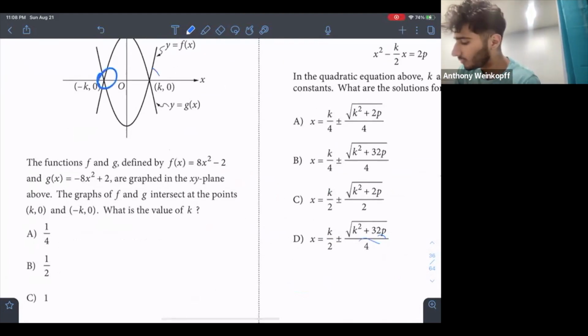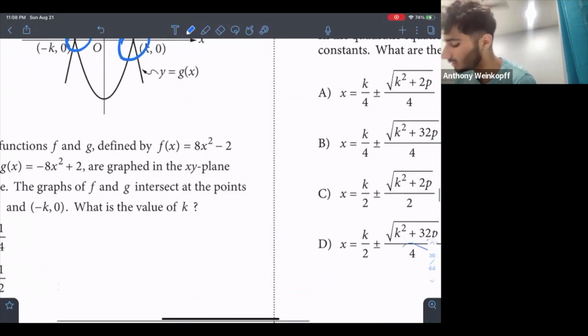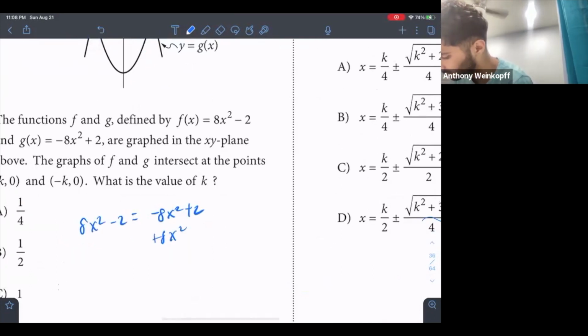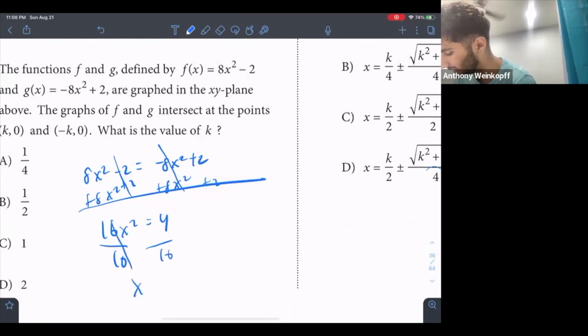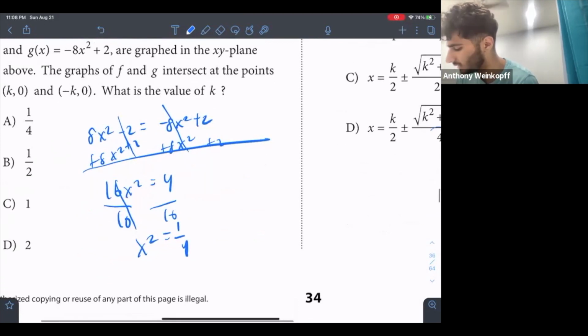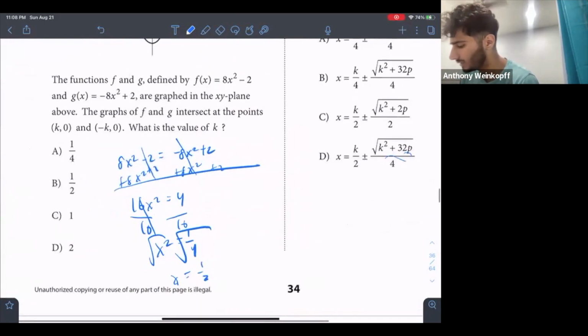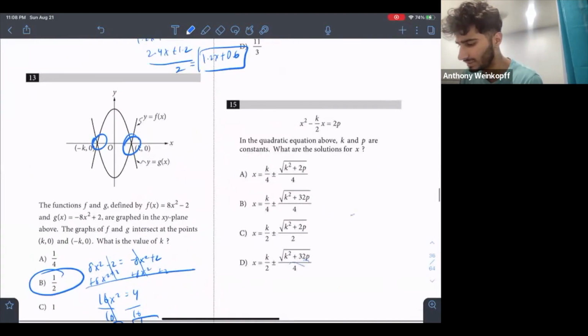So if they intersect at this point and this point right here, what you would have to do is set f of x and g of x equal to one another. So you would do 8x squared minus 2 is equal to negative 8x squared plus 2. Then you add 8x squared to both sides, and then add the 2's. So you get 16x squared is equal to 4. Divided by 16, you get x squared is equal to 1/4. Take the square root, x is equal to 1/2. So you know that k is equal to 1/2, or choice B for 13.